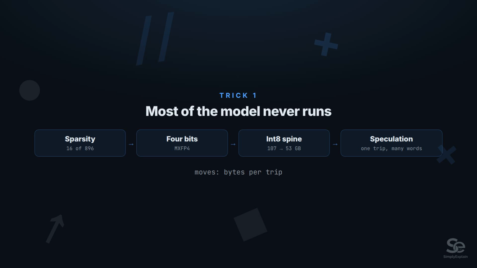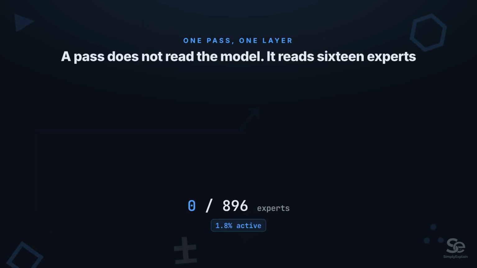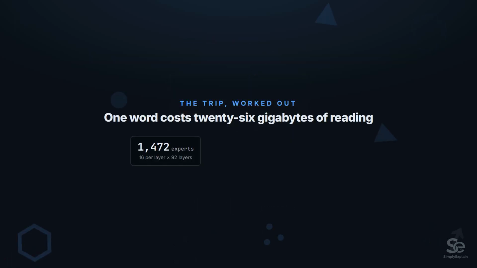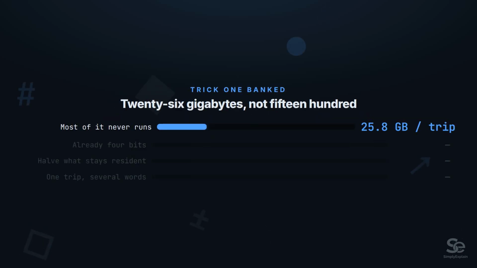Trick 1, and it is the one that makes the other 3 legal. 92 of the 93 layers are expert layers. Each holds 896 experts, and the router picks 16. So 16 times 92 is 1,472 experts. At roughly 17.5 megabytes each, that is 25.8 gigabytes for one word. That is the trip. 25.8 gigabytes instead of 1,500. That is trick 1, and it is most of the win.